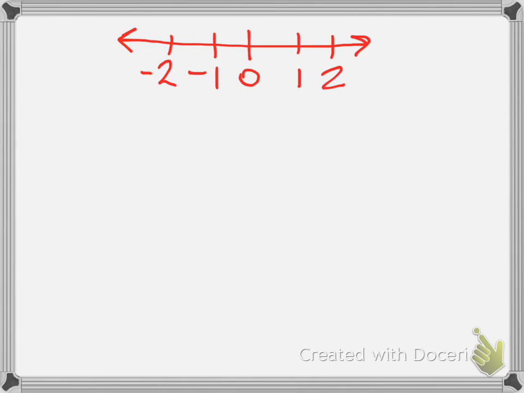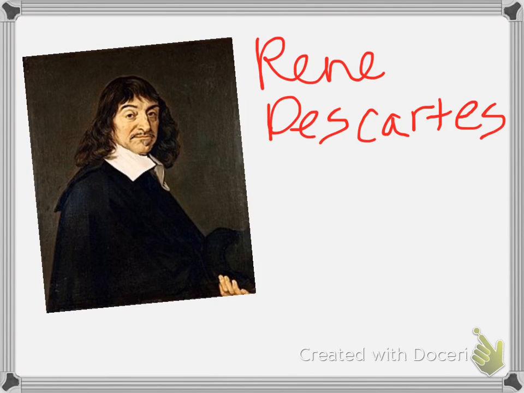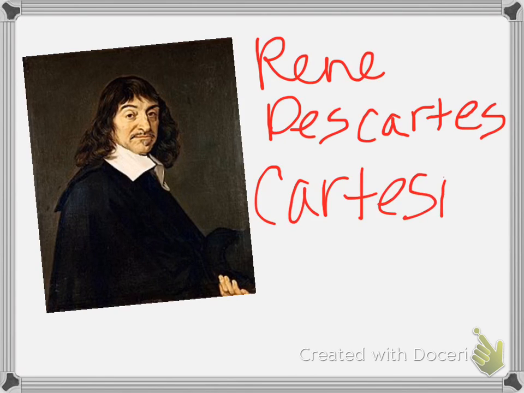So remember that we already know that every point on a number line can be associated with a real number. So the point that I just drew is associated with the real number 1. Well, thanks to this French mathematician who goes by the name René Descartes, we have what's called the Cartesian coordinate system. Hold on, let me write that down.